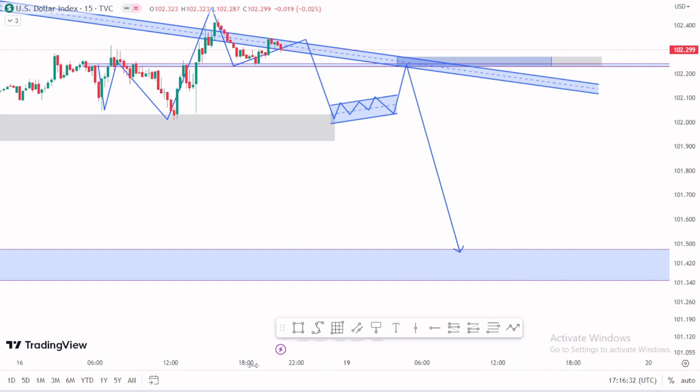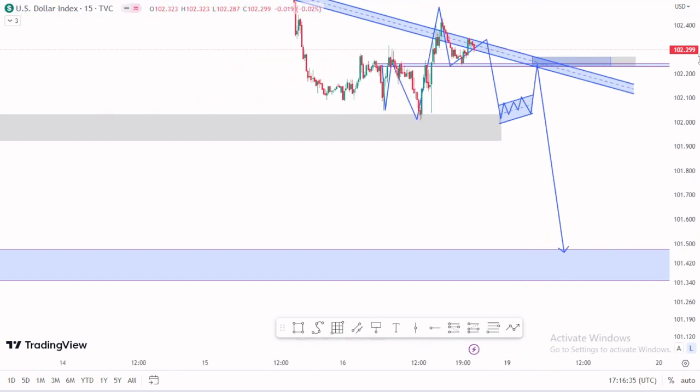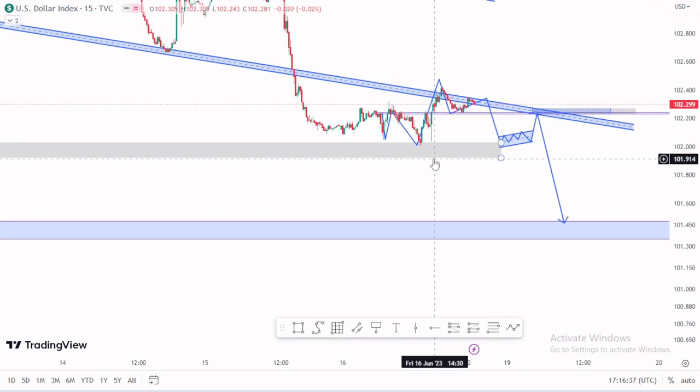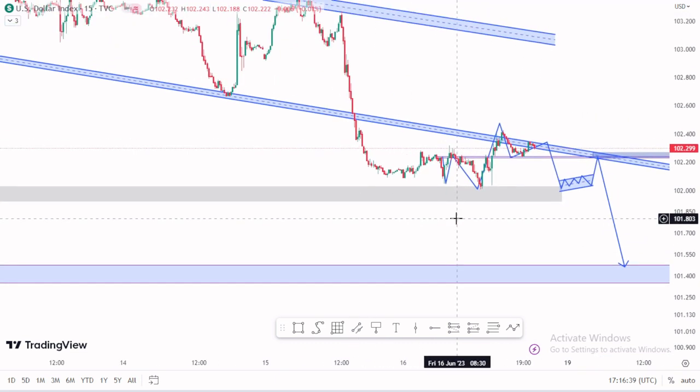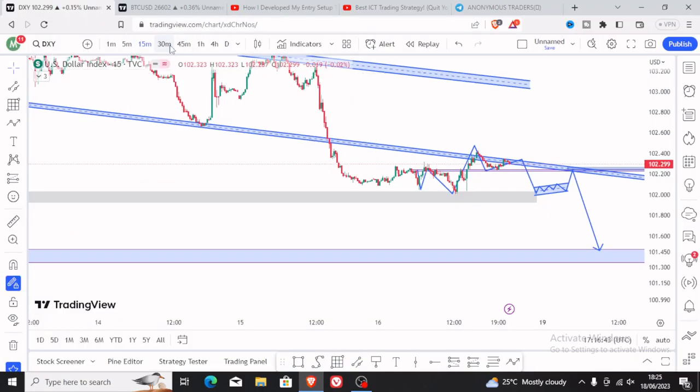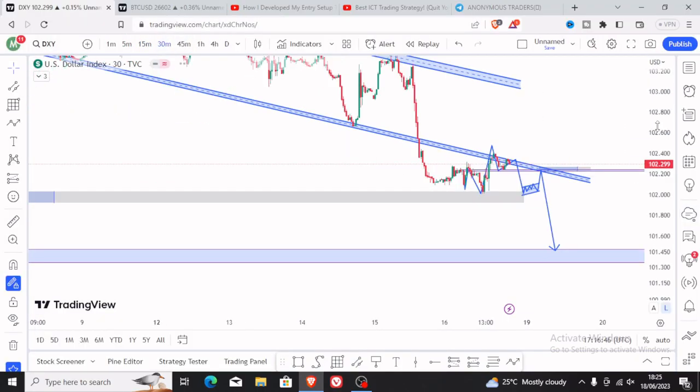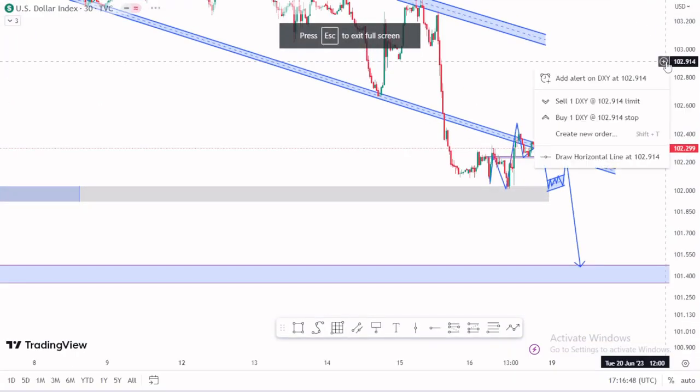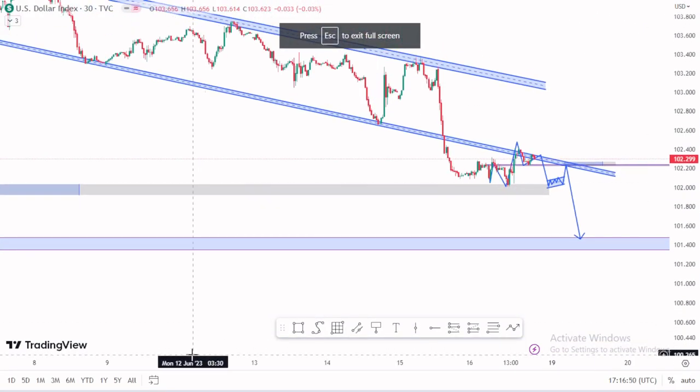So guys, this is the DXY. Since the DXY, we are more interested in the selling opportunities. So in other pairs, we should be looking for buying opportunities like the Euro USD and the gold. Let me first go back to this DXY higher time frame and show you why I've been looking for selling opportunities.